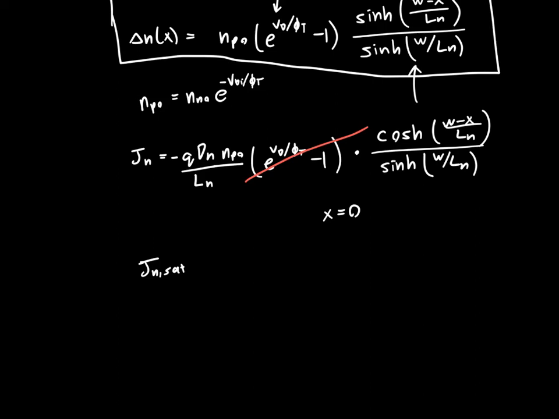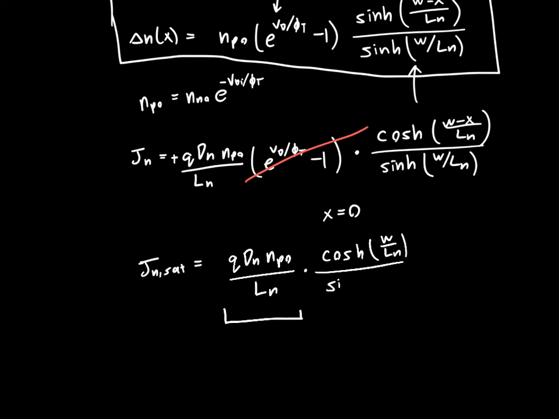So we'll get that Jn sat is equal to minus q times Dn times, or sorry, there should be a plus q because the charge is negative. So we get a negative out front from the differentiation, but then another negative from the charge. So my mistake, positive q times Dn times np naught over ln. And this was our old reverse saturation current density. This was what we derived for an infinitely long diode, except now it's multiplied by cosh of W over ln over sinh of W over ln.